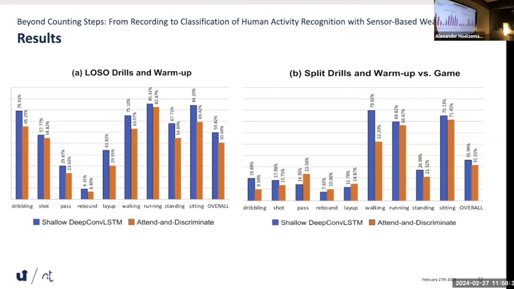However, as soon as we transfer this to the uncontrolled environment of the game, you can see that there's a sharp drop in the F1 score. So all basketball specific classes are now classified not very well. 20% is not that bad. It's not guessing yet.